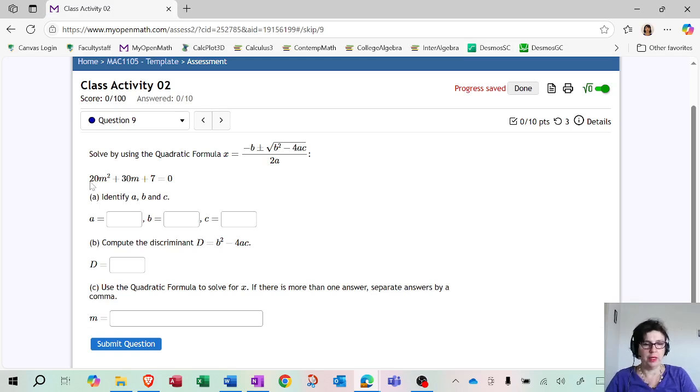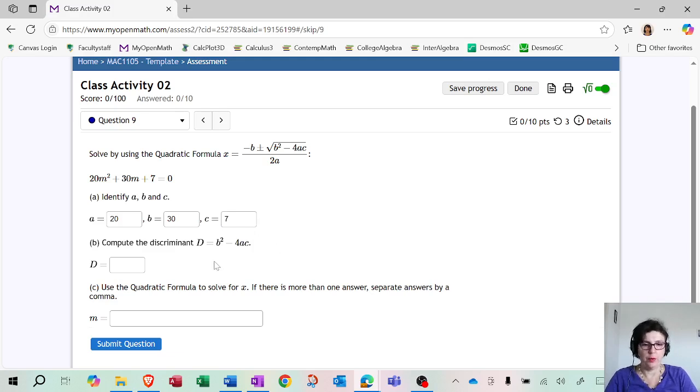Okay, so then we identify what a, b, and c are. a is the coefficient of x squared, and in this case it's m squared, it doesn't matter, so that would be 20. b is the coefficient of m, so that would be 30. And finally, the constant term is 7.